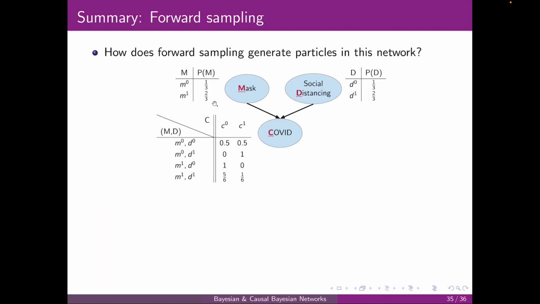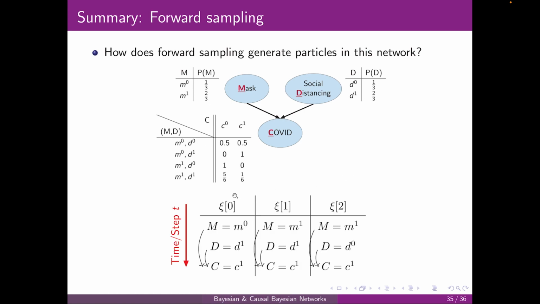Okay, so to summarize, how does forward sampling generate particles in a network? For example, in this one, we can generate the particles in parallel. That's the important point. But we need a topological order, meaning that we cannot first sample COVID. We need to first sample mask and then social distancing, or the other way around, and then sample COVID.